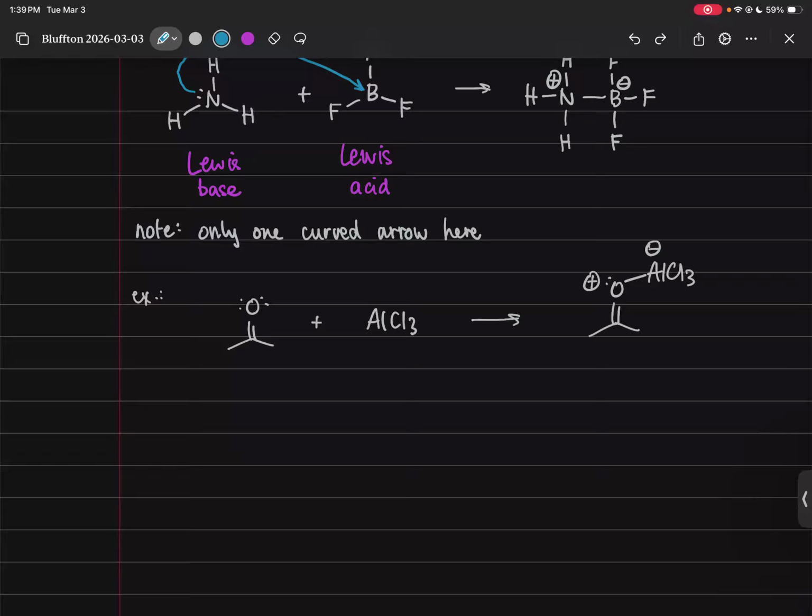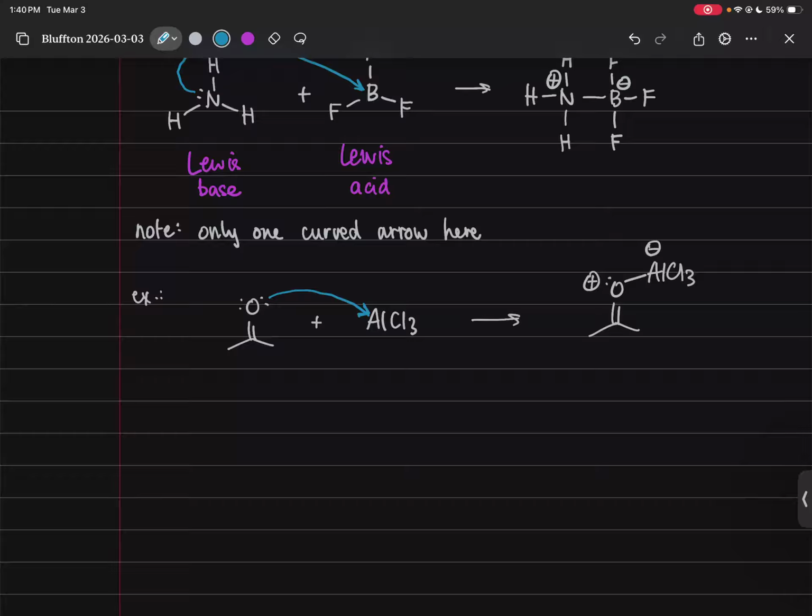So again, don't get scared of the aluminum. We're forming a bond between the oxygen and the aluminum, right? And those electrons are coming from the oxygen, right? Because the oxygen goes from 2 lone pairs to 1 lone pair. So the oxygen is going to be our electron pair donor, and the aluminum will be our electron pair acceptor. One arrow, just one arrow. And that's going to give us our product.